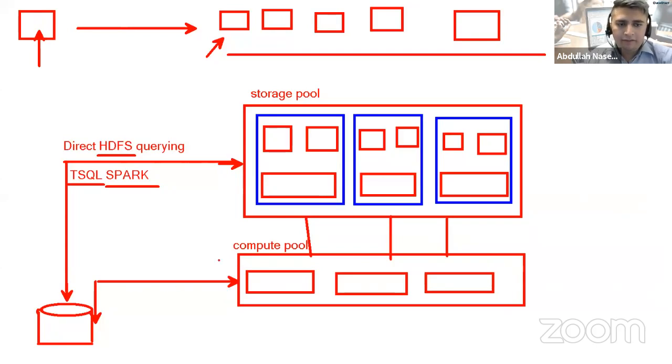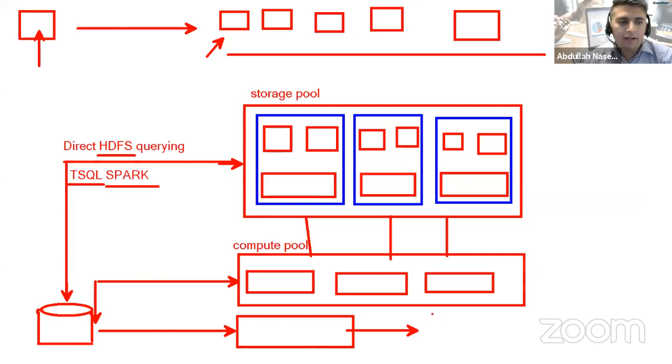Not only that, you can have compute pools and you can scale them out as much as you want. You can scale out the storage pool as much as you want. So there's a lot of scalability. You can also have another compute pool that might query your other systems that are not HDFS related. Let's say there are Oracle DB or Teradata or Cosmos, other things like those. So you can have another compute pool that's accessing data outside of this system, outside of the Hadoop system.